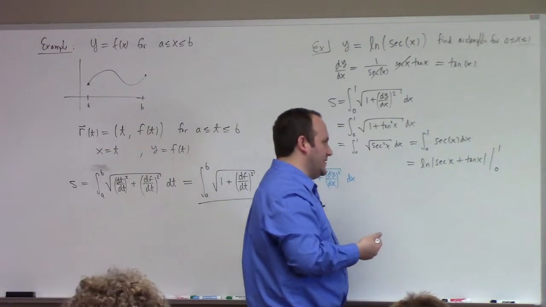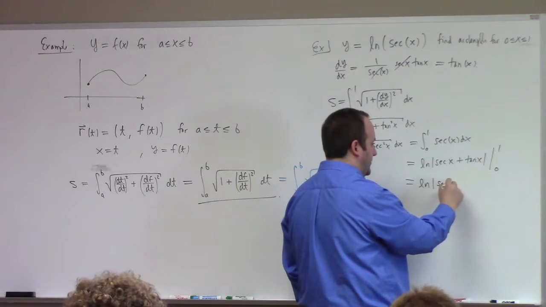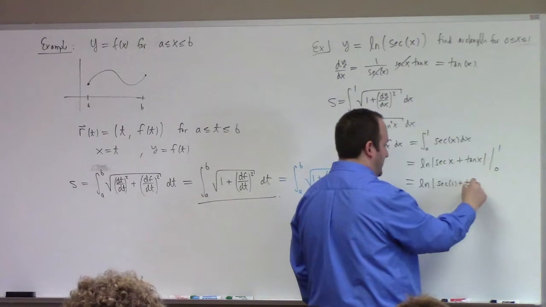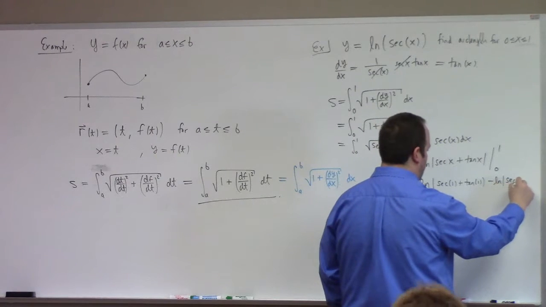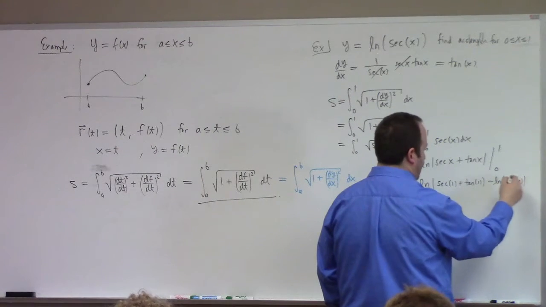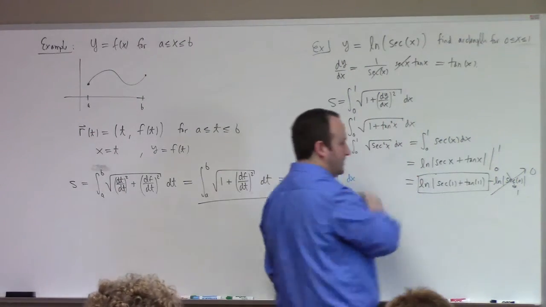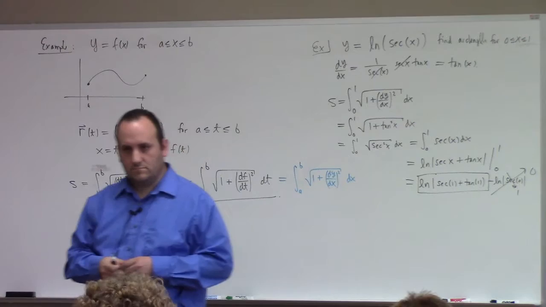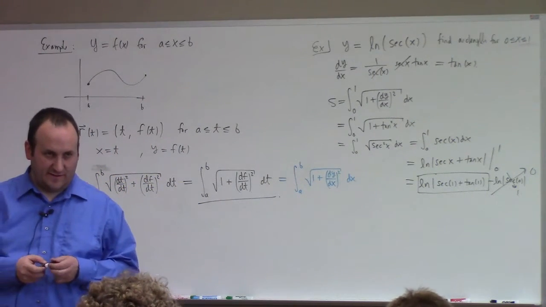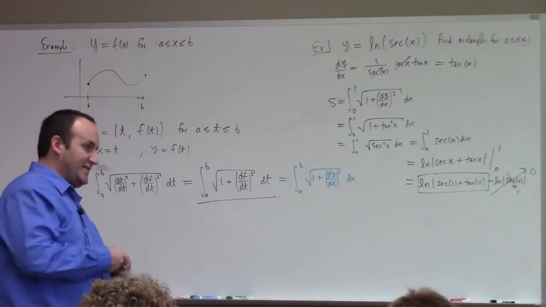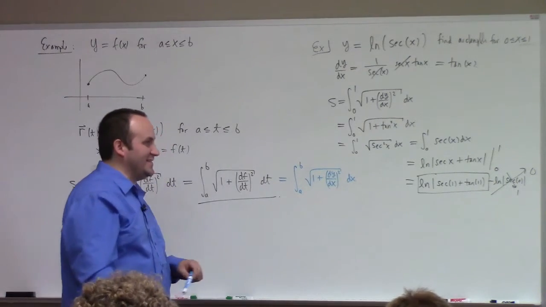Anyway, so there it is. And then what is that? Well, that's natural log of the absolute value of secant 1 plus tangent of 1, minus the natural log of the absolute value of secant of 0 plus tangent of 0, but that's 1, and this is 0. So there you go. That's the arc length. And I stand by my assertion that this is a nice arc length example. You might not feel like that, but in the world of actual arc length calculations, that's not too bad.